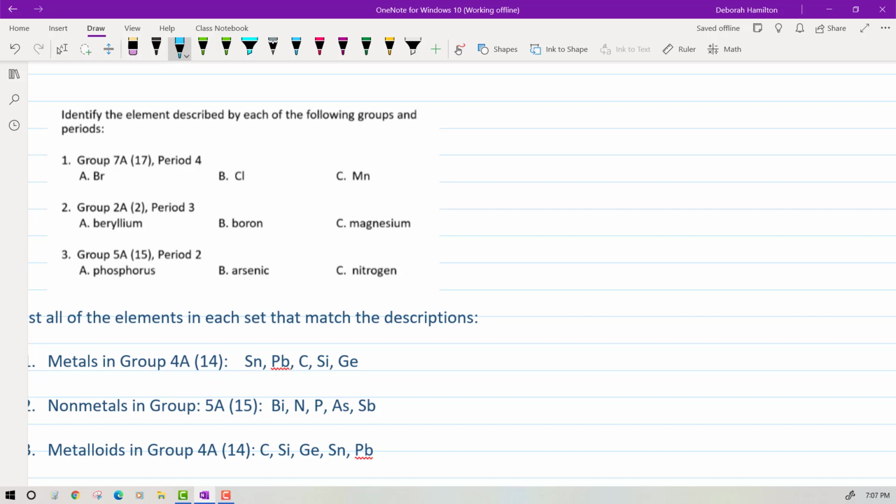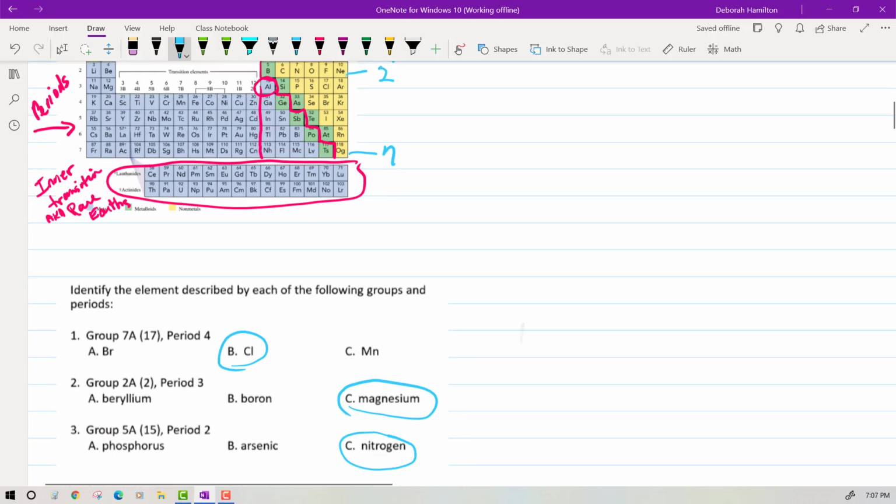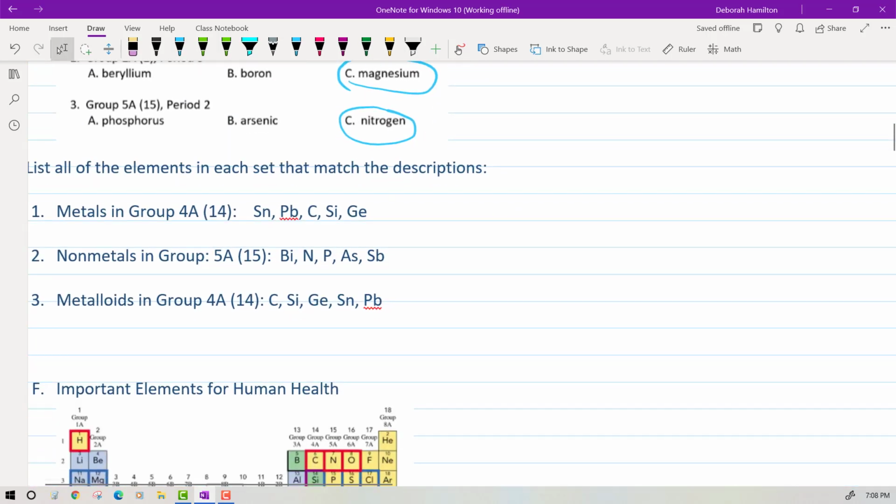Okay, if you're ready for the answers. All right, group 17 is the halogens. So our halogen is chlorine. Group 2A, that's your alkaline earth metals. And magnesium is located at group 2A period 3. All right, and then group 5A period 2, that would be nitrogen. Okay. Please remember to always count the row that hydrogen and helium are on as row number 1, and then row number 2, and so on down to row number 7. All right? And if you remember that, you'll be doing well.